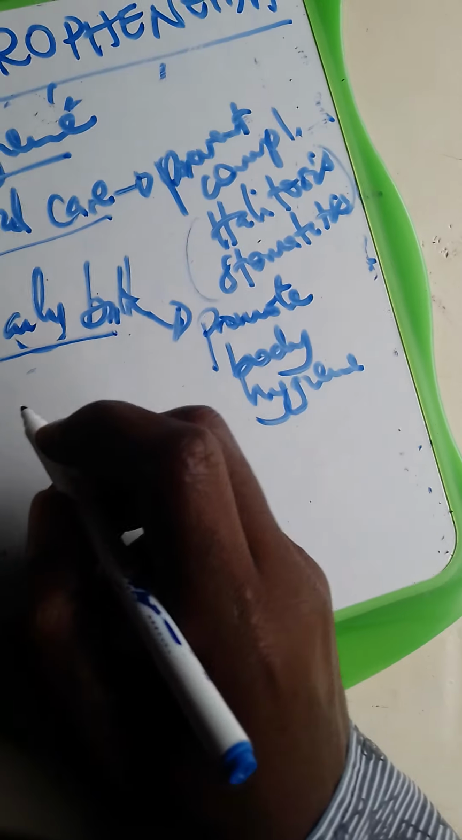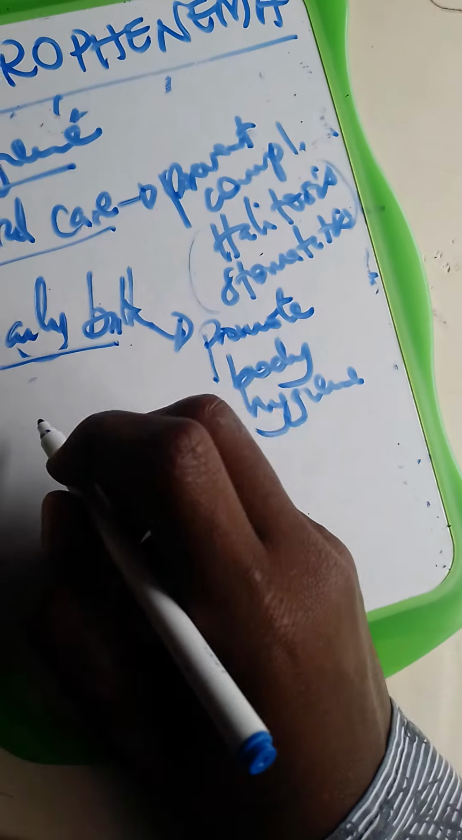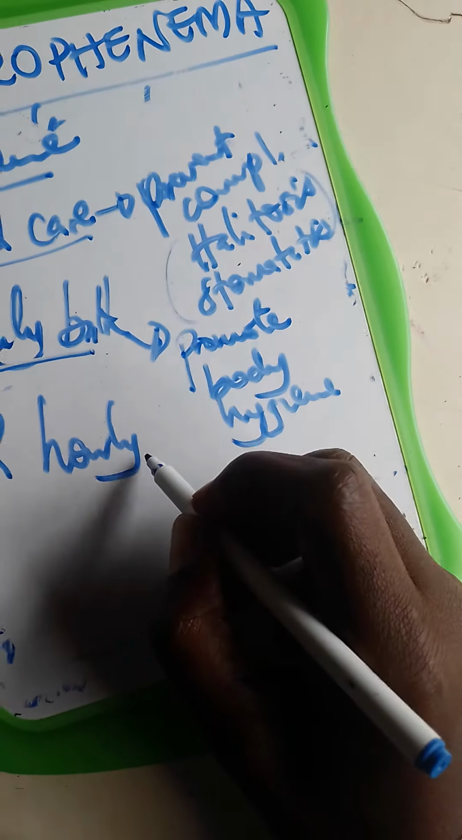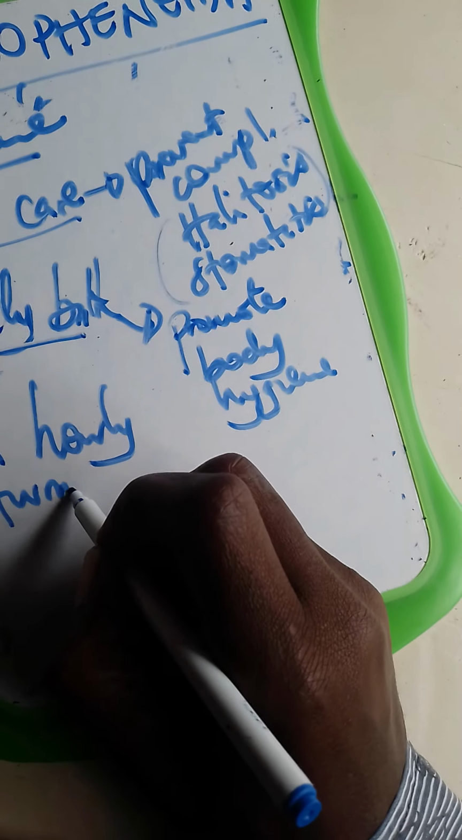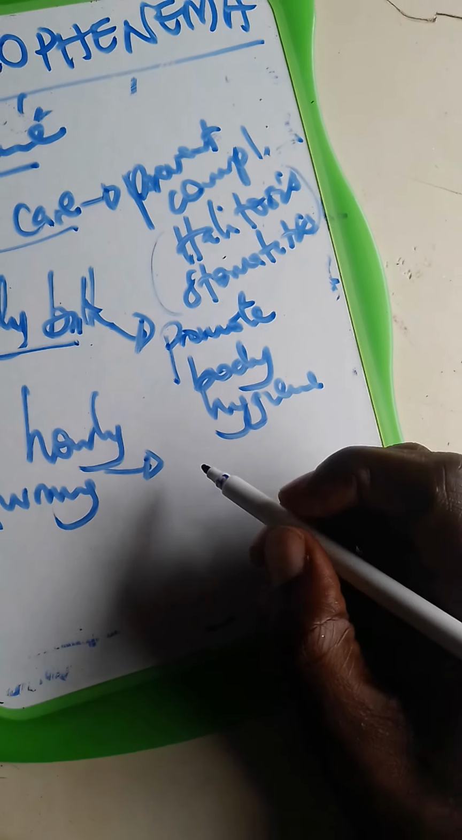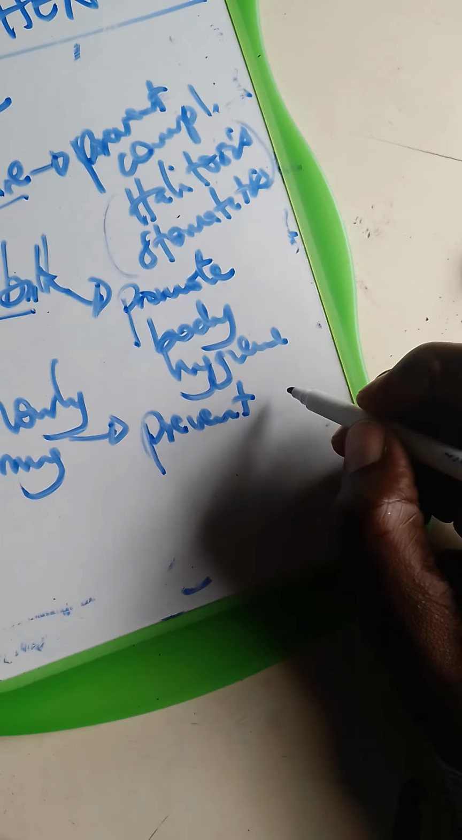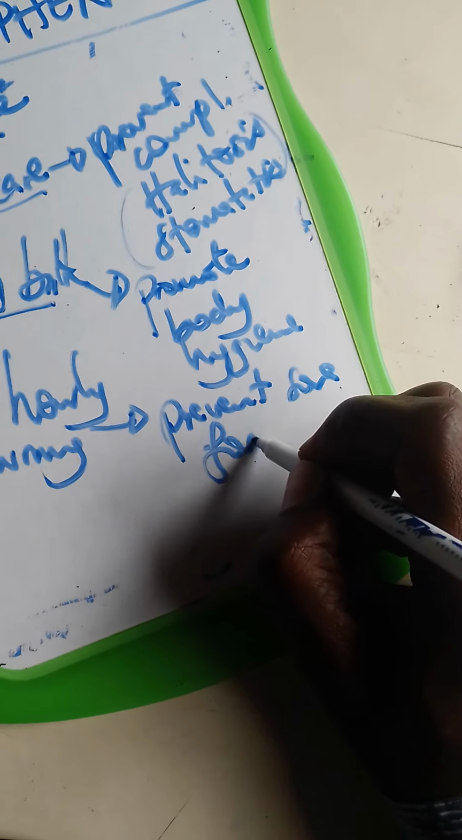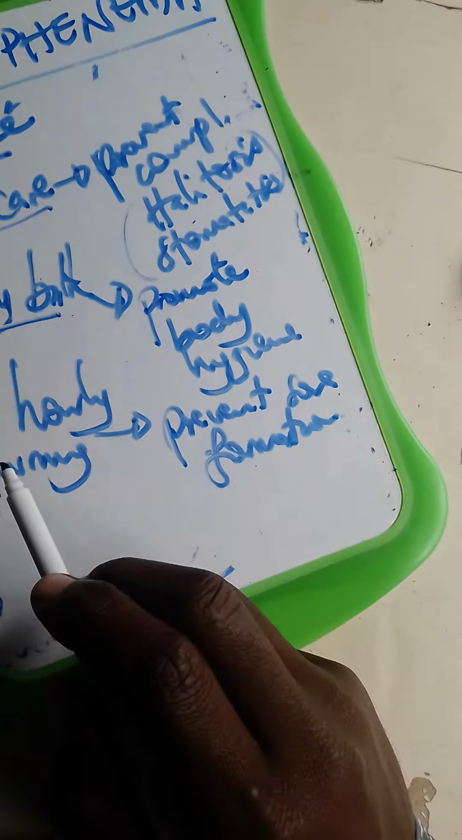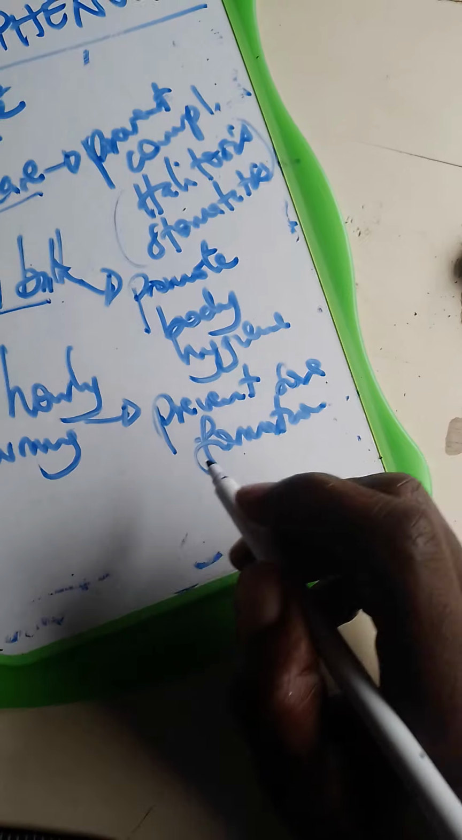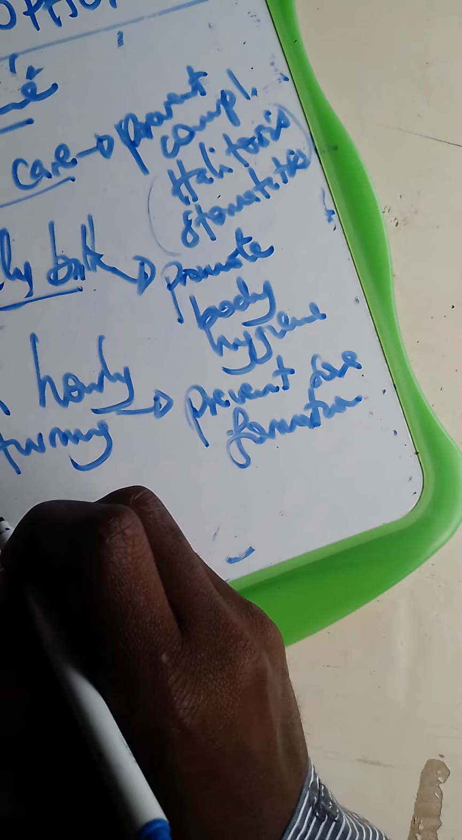Then what about those patients who are, say, critically ill? You want to do 2-hourly turnings. When you turn them 2-hourly, what are you trying to do there? You're trying to prevent pressure sore formation. So I'm going to say that I will turn the patient 2-hourly to prevent pressure sore formation. That's your rationale there.